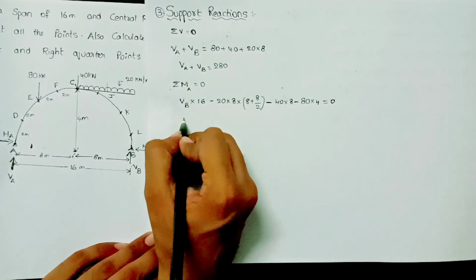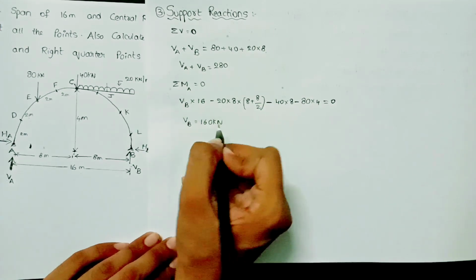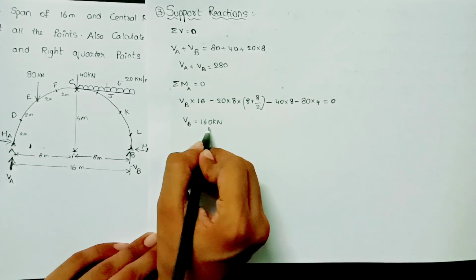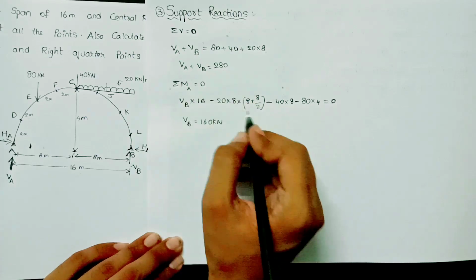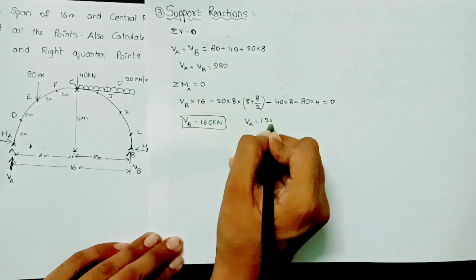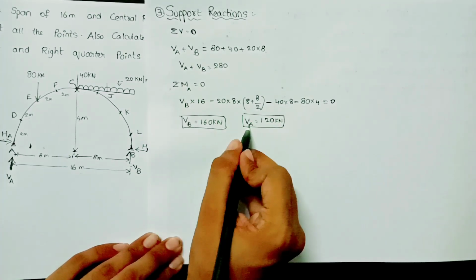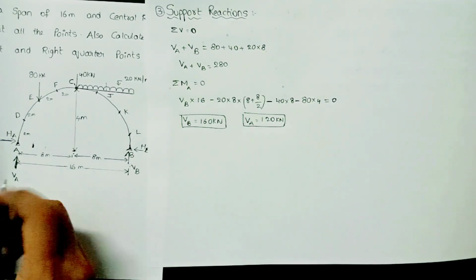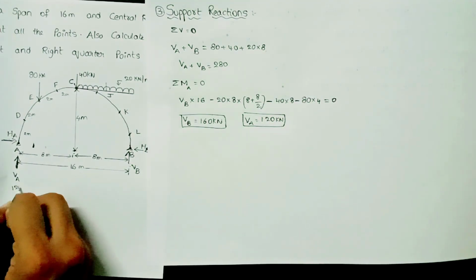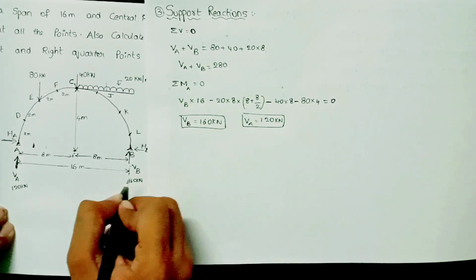So this is the equation. On simplifying this, you will get VB equal to 160 kilonewton. Now place this 160 kilonewton in this equation so that you will get VA. VA equal to 120 kilonewton. So we have calculated the vertical reactions VA and VB. I am writing here VA equal to 120 kilonewton, VB equal to 160 kilonewton.